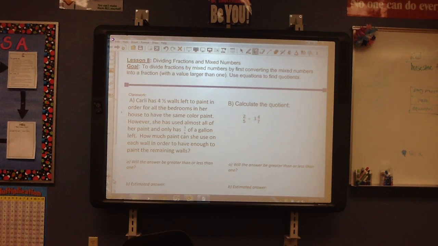Lesson 8, Dividing Fractions and Mixed Numbers. Goal: to divide fractions by mixed numbers by first converting the mixed numbers into a fraction with a value larger than 1. Use equations to find quotients.